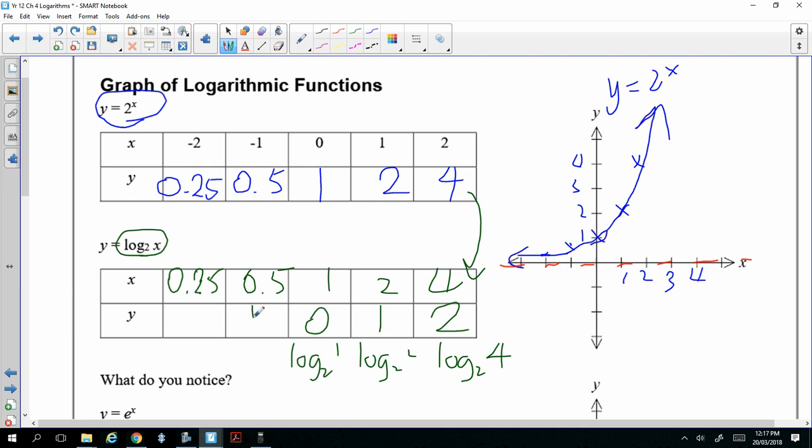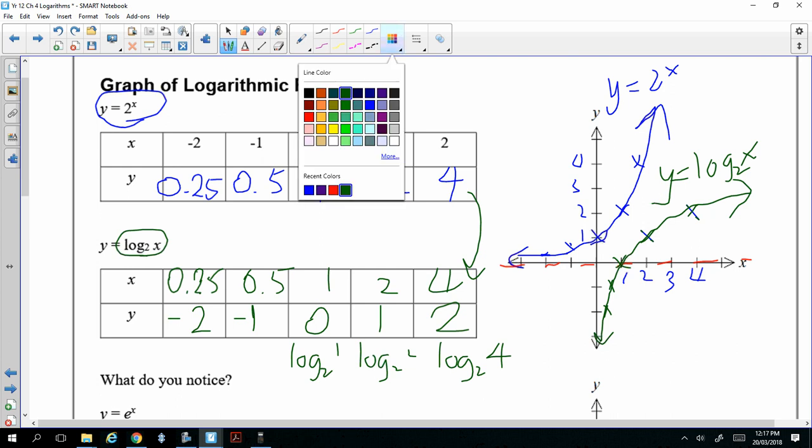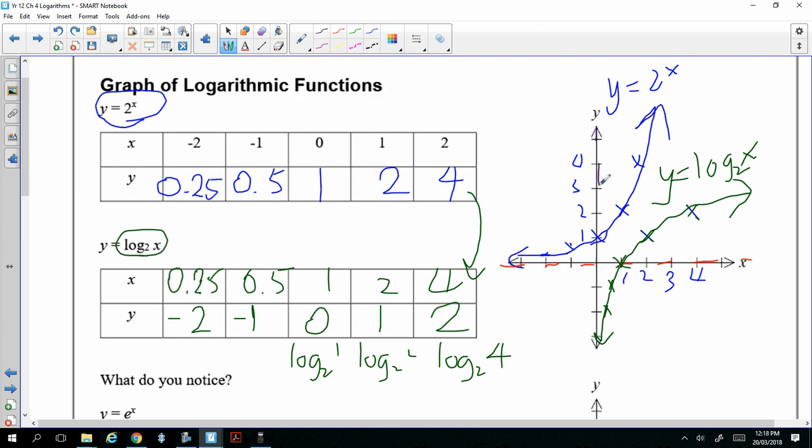Okay? So what you do is, if you plot the points, you will get these points. 1, 2 is 1, and 4 is 2. And then you get progressively closer. So you get this graph. Okay, this is your log base 2 of x, the log graph. And the log graph will have what we call a vertical asymptote.